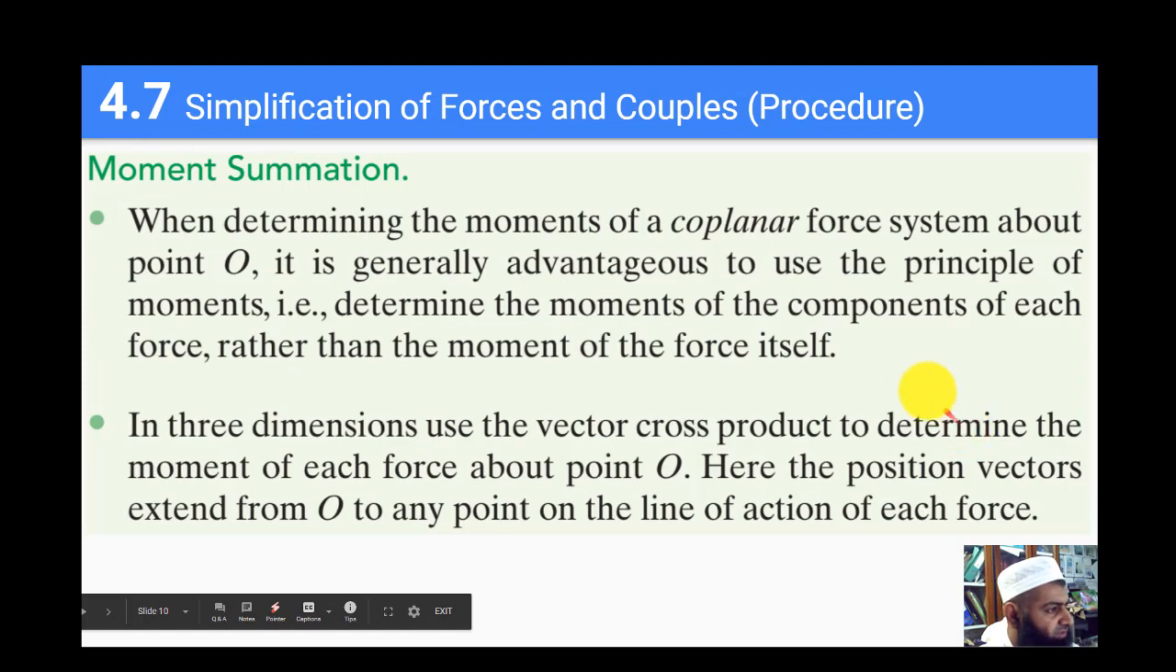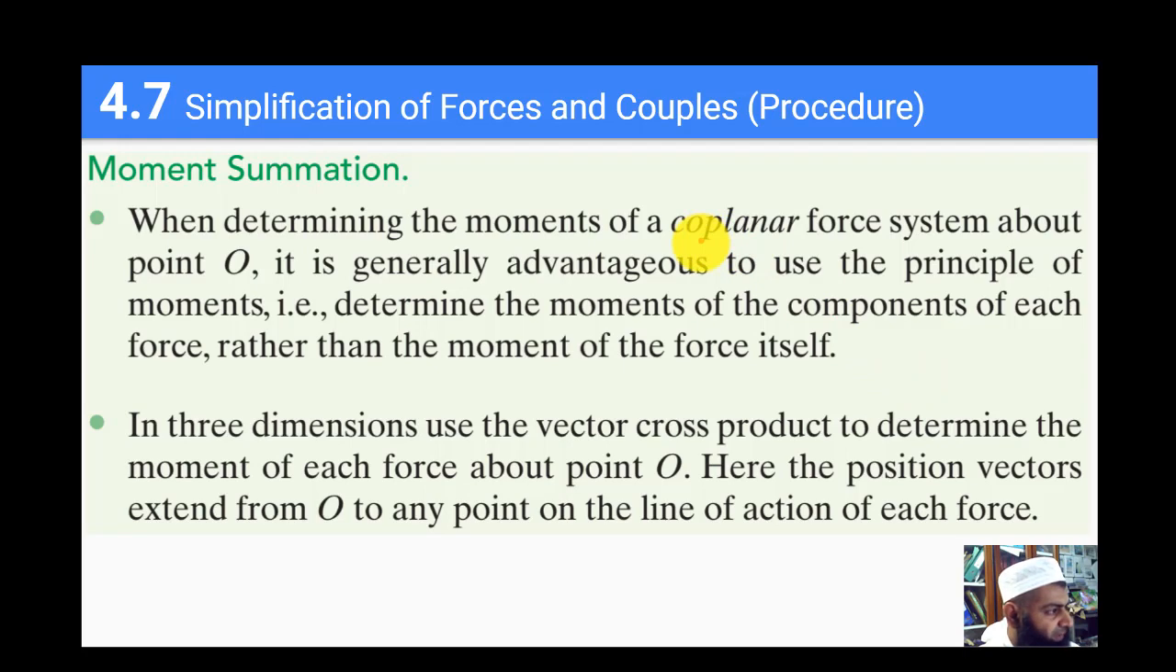And for moment summation, if we have a coplanar system, the moments can either be clockwise or counterclockwise, and we can use all the concepts like the principle of moments to find the resultant moment. In 3 dimensions, we have to use the cross product, as we saw in the previous lectures, which is r cross F, to find the resultant moments.